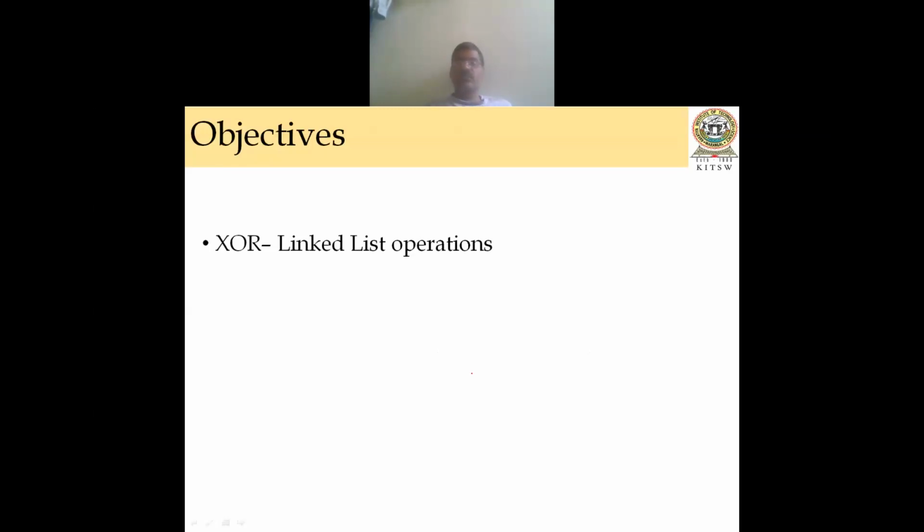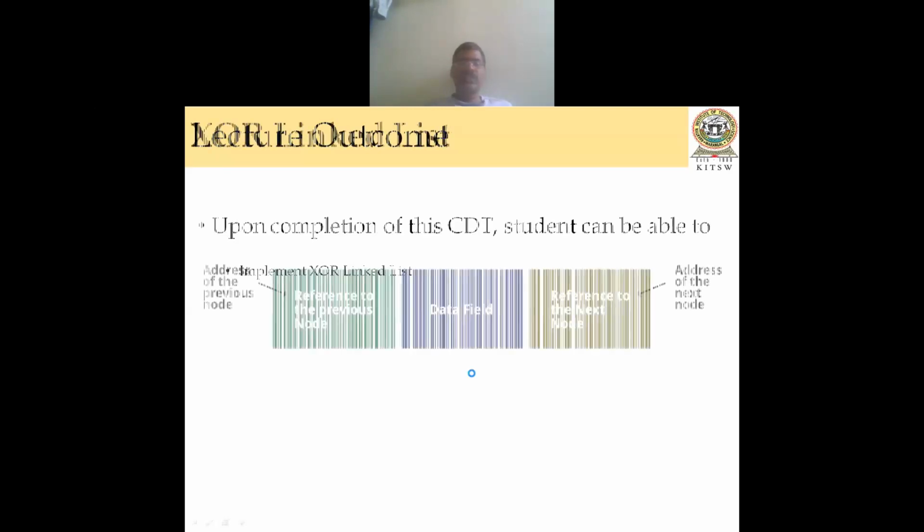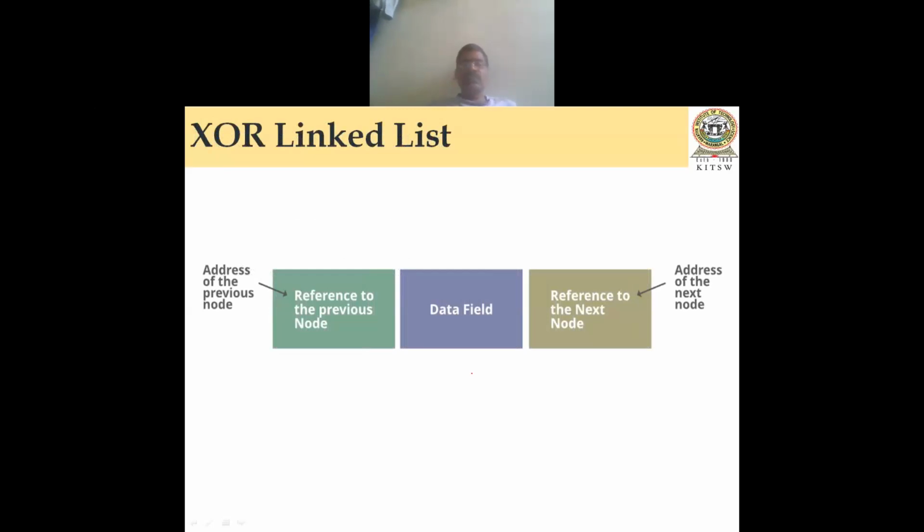The objective of today's session is that we are going to gain knowledge of exclusive OR linked list operations. The outcome of today's session is that upon completion of this CDT, students will be able to implement the operations related to this XOR linked list. So what is meant by XOR linked list?